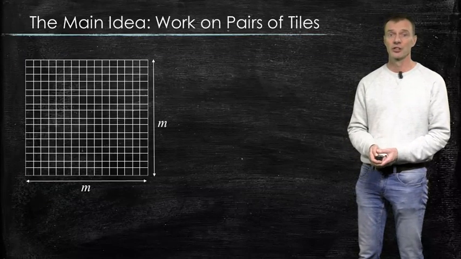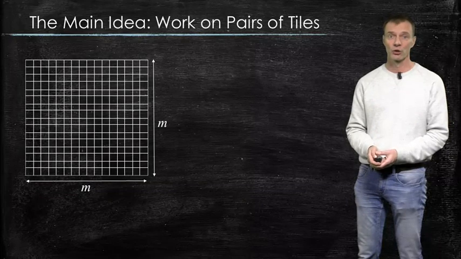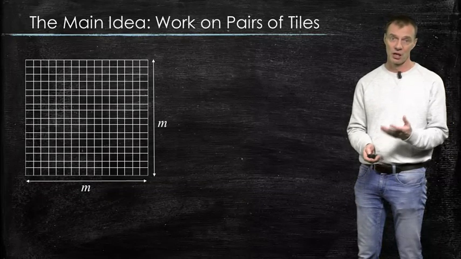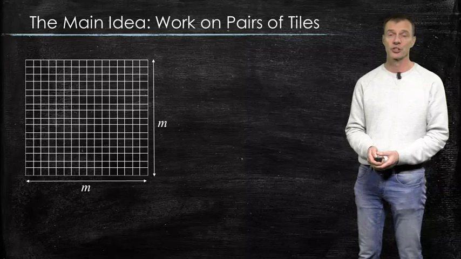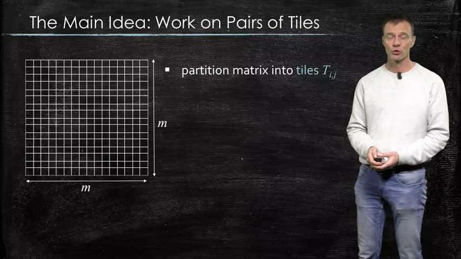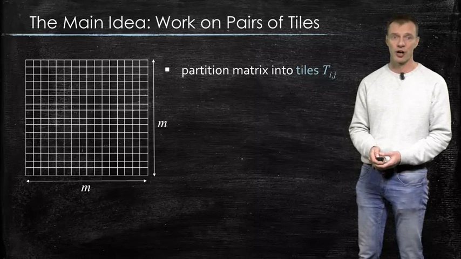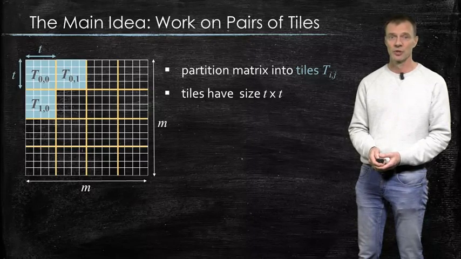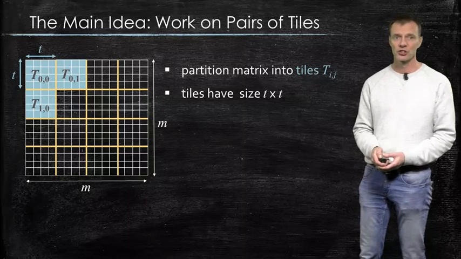The main idea is to work in what I will call tiles, and tiles are going to be submatrices, parts of this big matrix. So let's see how this works. I'm going to partition this matrix into these tiles in the following way. You see the tiles are square and they're going to have size t by t.